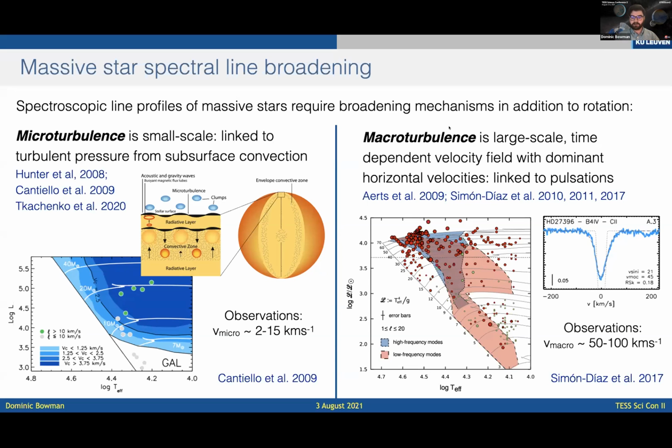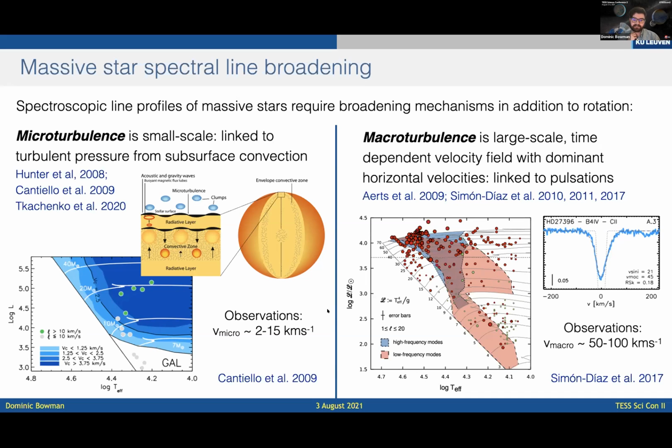increasing detection of pulsations as you go up the main sequence, and now this TESS photometry is really adding to this evidence that as you go up the main sequence, you see larger amplitude pulsations in both photometry and spectroscopy, and this is related to the macroturbulent broadening and the line profile variability that we commonly see in massive stars.